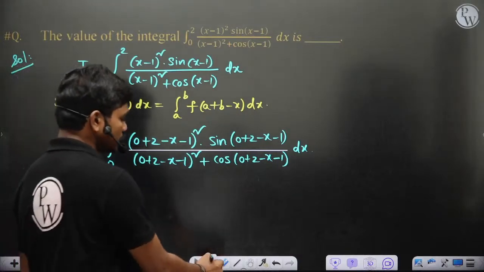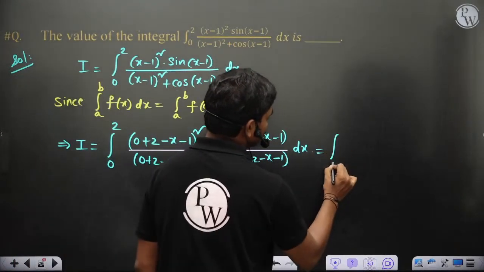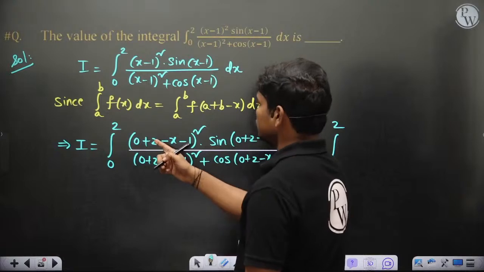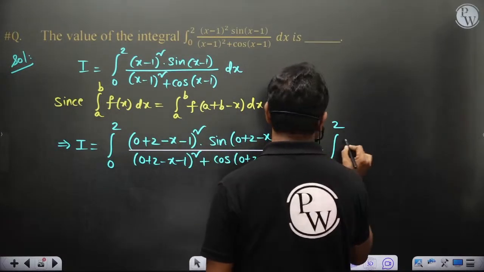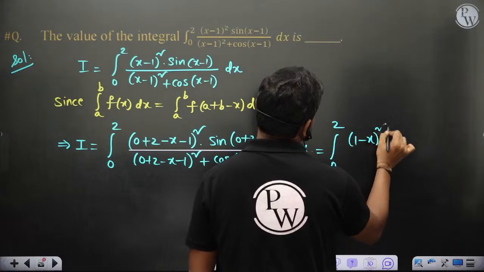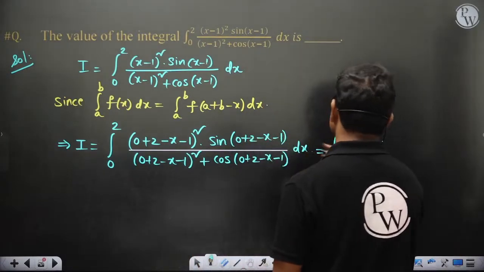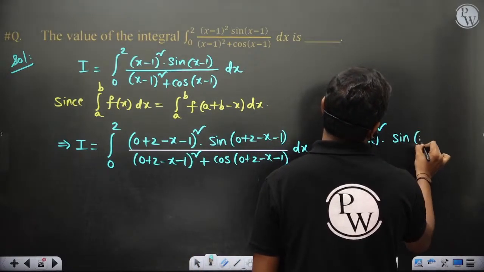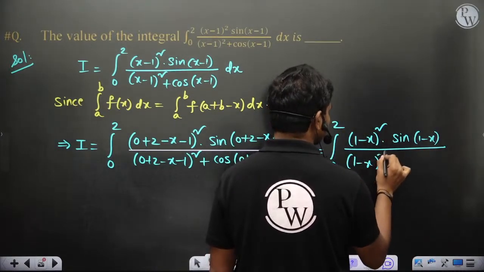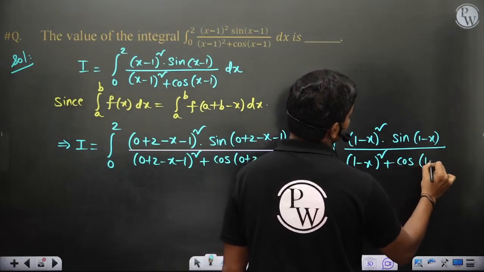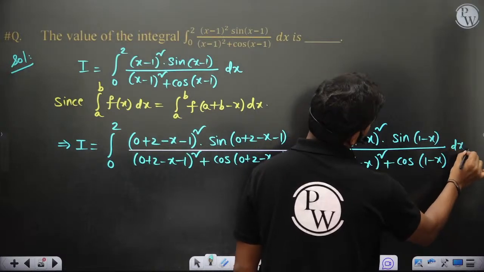Then if you simplify this result, this value is integral 0 to 2. So you can see 0 plus 2 minus 1. So 2 minus 1 is plus 1. So 1 minus x whole square. Similarly, this value is also 2 minus 1 minus x. So sine 1 minus x by 1 minus x whole square plus cos of 1 minus x, of course, dx. This is what you get.